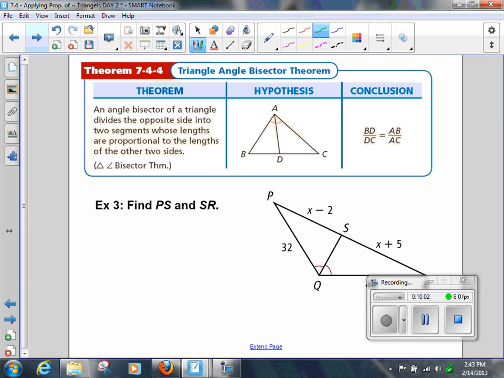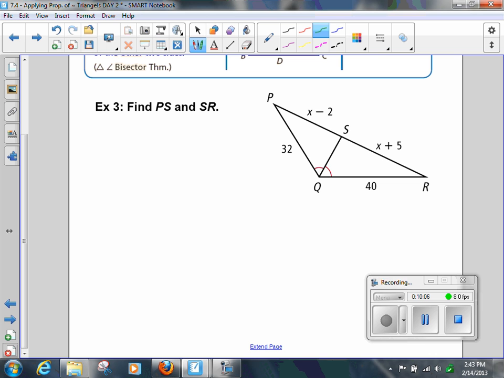There it is. Beautiful. How are we going to use it? What am I looking for this time? The two angles that are congruent. Draw the cross and draw it up here now. How am I going to work this problem? X minus 2 over 32. Good job. Now solve it.